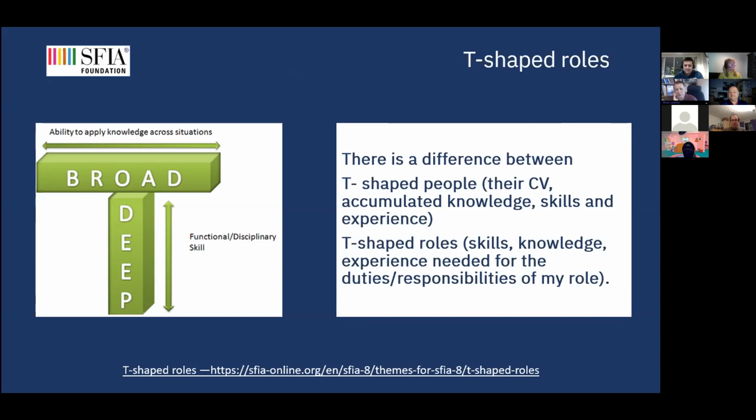If you think about the T shape, the depth on the vertical line of the T, I think when we think about Sophia and the body of knowledge, those are skills that you are doing as part of your job. They're responsibilities you have, and they're the depth that you need. And that's described in Sophia and described in the BABOK.